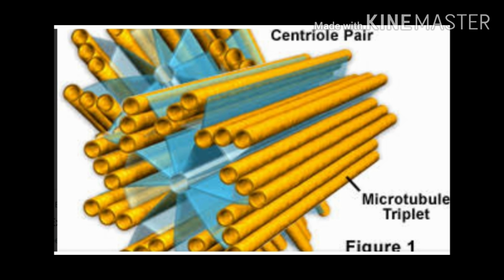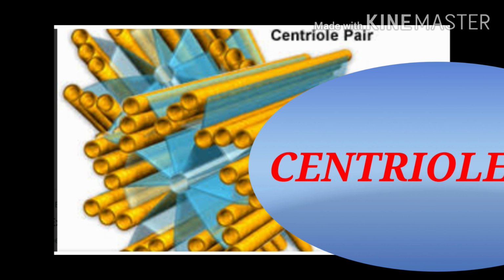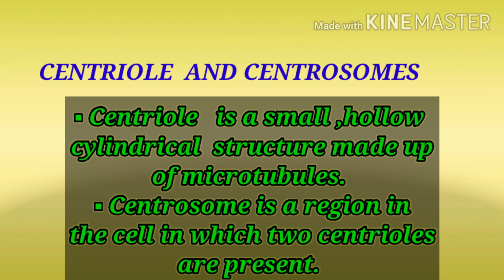In this video, we will read about the centriole. Centriole is mainly present in animal cells. So that means everything about the centriole, their structure, function, how it is important. So let's start. Centriole is a small hollow cylindrical structure and it is made up of microtubules.